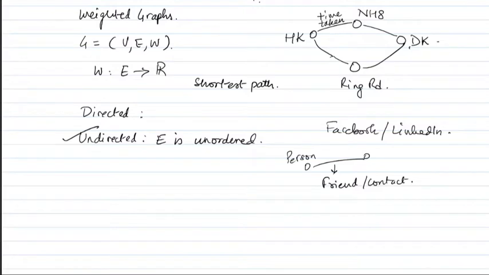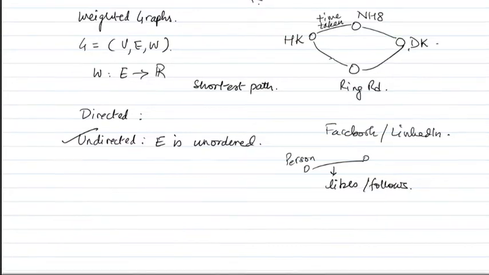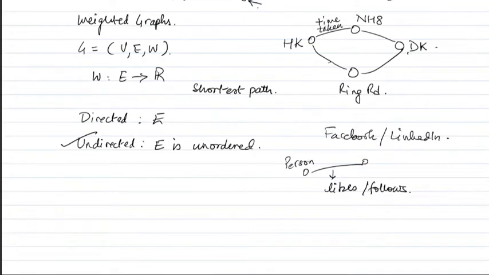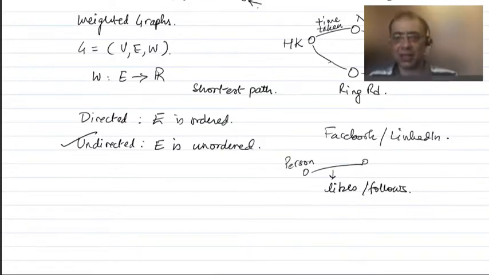And what is a directed graph? In a directed graph, let's say that instead of friend and contact, the relationship we are considering is likes or follows. Now it's not necessary that if A follows B, then B follows A. So that would be a directed graph where E is ordered. Another example could be one-way streets, the same example as the traffic example we spoke about, but with one-way streets.